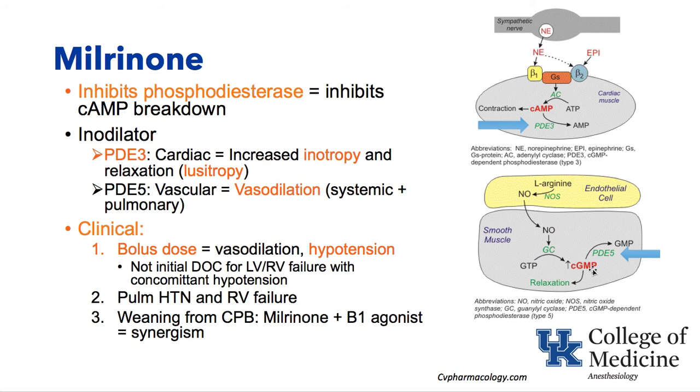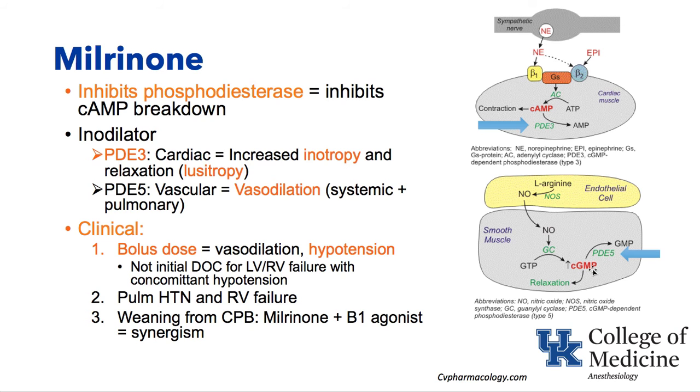So, inotropy via PDE3, vasodilation via PDE5, and in fact, if you give a rapid bolus of milrinone, typical dose 50 mics per kilogram, one of the first things that you'll see is vasodilation and hypotension. It is not the initial drug of choice for a patient with both LV, RV failure who has hypotension, also because if you bolus the milrinone, yes, it's an inotrope to both the LV and RV, but you'll see the vasodilation and worsen the hypotension.